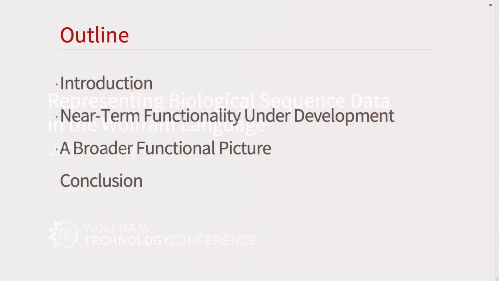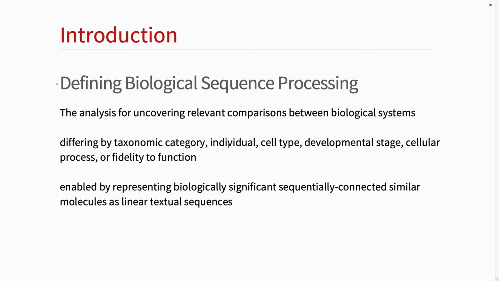I'll be talking about representing biological data in the Wolfram language. We'll start by introducing what this is all about. We're really going to be introducing some near-term functionality, so under development, some things coming out undocumented or documented as experimental in 12.1 and moving into 12.2, and a broader functional picture of where we're thinking about taking this whole domain, and then we'll conclude.